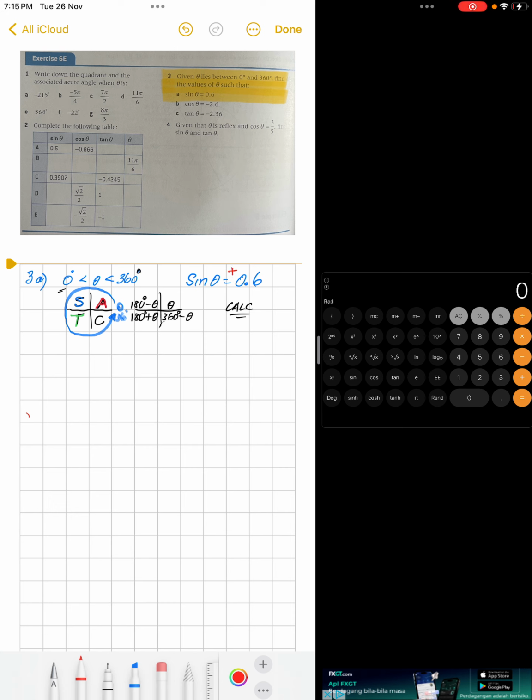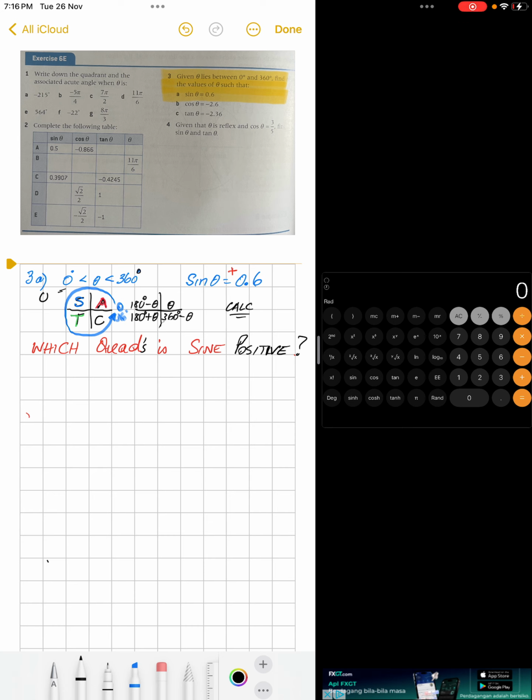Now, I like to ask this question. Which quadrant is sine positive? I didn't even spell positive right. Let's try again. Which quadrant is sine positive? And which quadrants is sine positive?